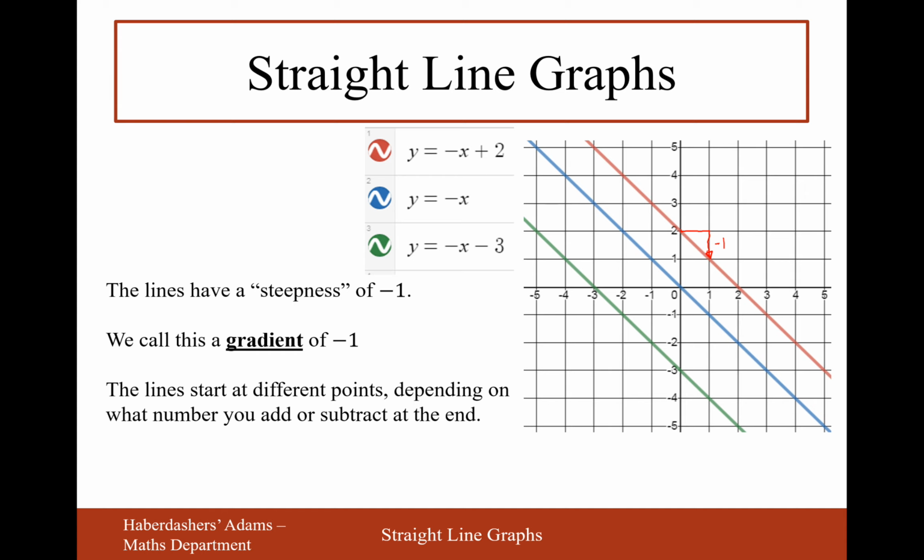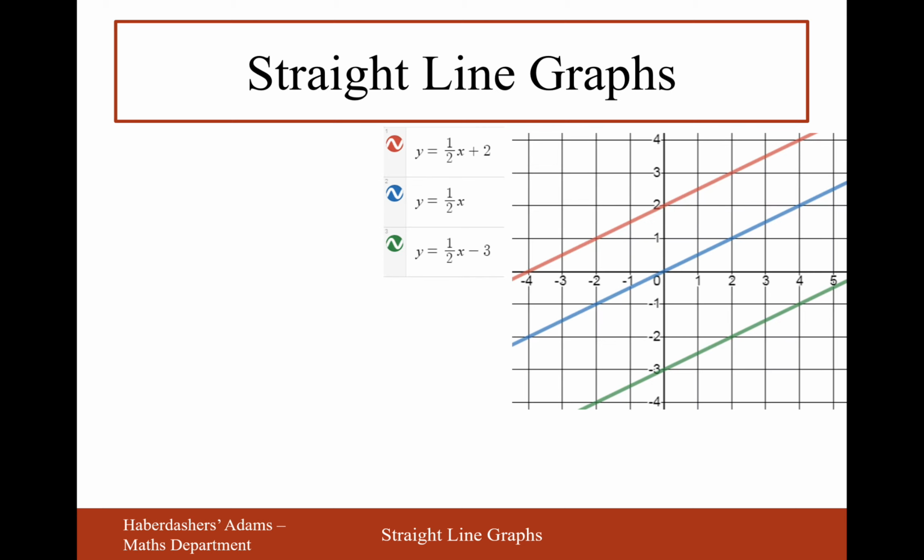The lines start at different points depending upon the numbers you add or subtract. So for the red graph, I've added on 2. For the blue graph, I've added on nothing. And for the green graph, I've taken away 3 because I'm starting at -3. This number here is what we call the y-intercept.